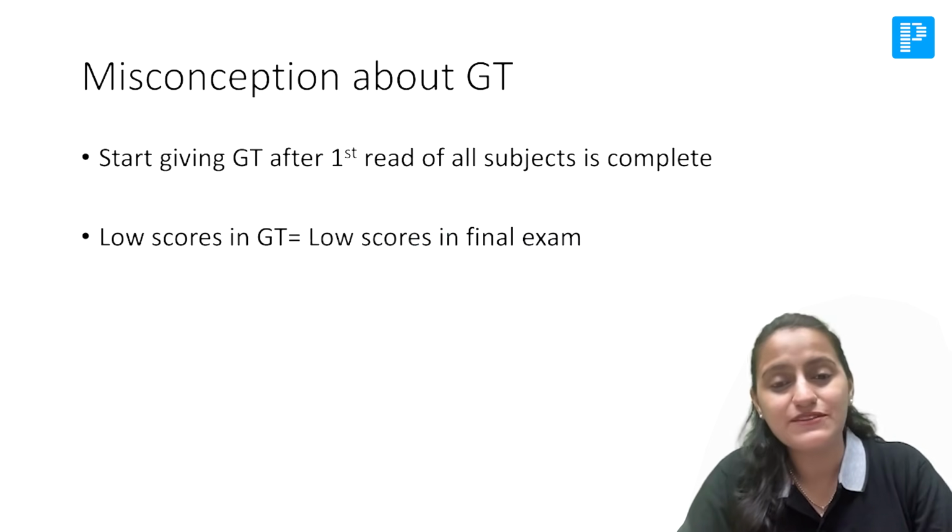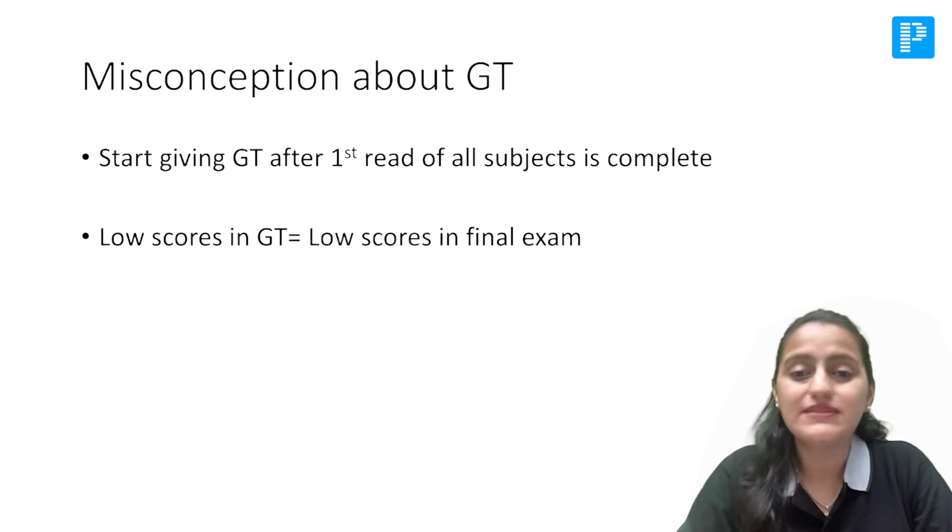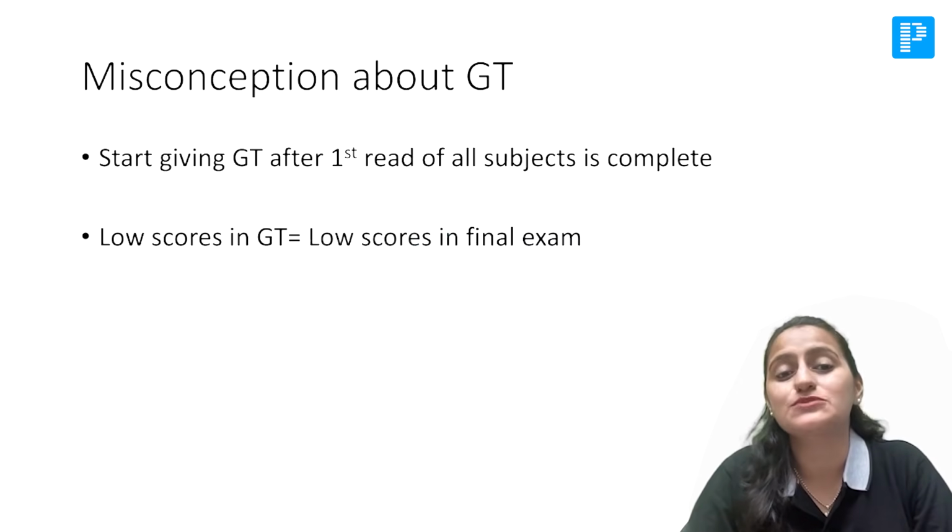Initially, you should be giving GTs at least once a month. Then in the next 2 to 3 months, you should be going on to giving the GTs once in 15 days.